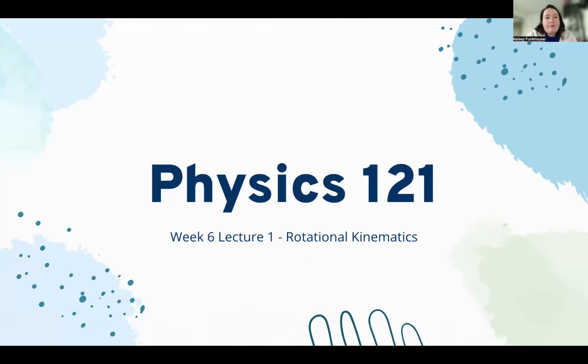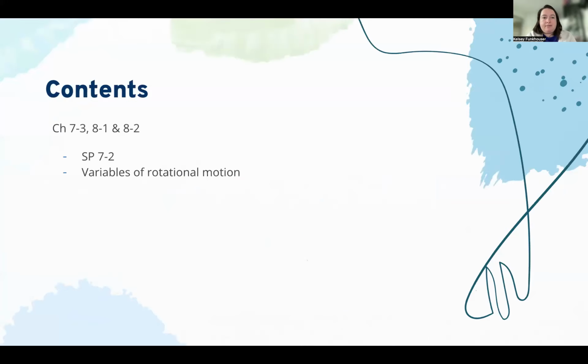We're going to be talking about rotational kinematics. So we're covering chapter 7-3 and then 8-1 and 8-2. We're going to do sample problem 7-2 on the center of mass of a many particle system. And then we will talk about the variables of rotational motion.